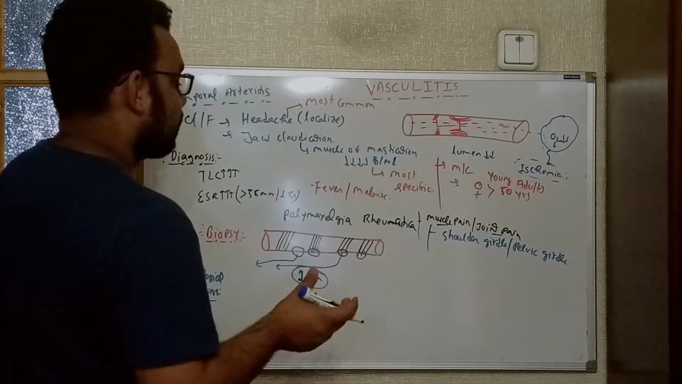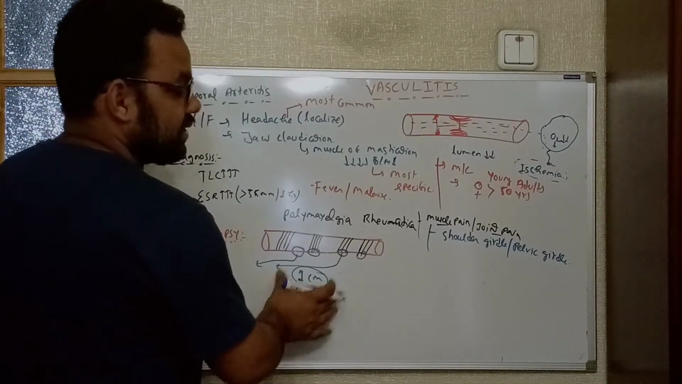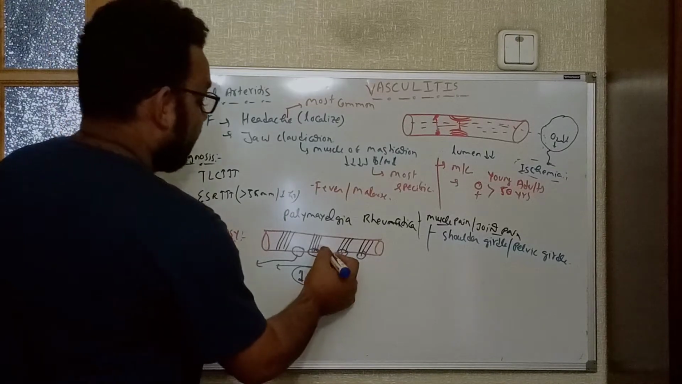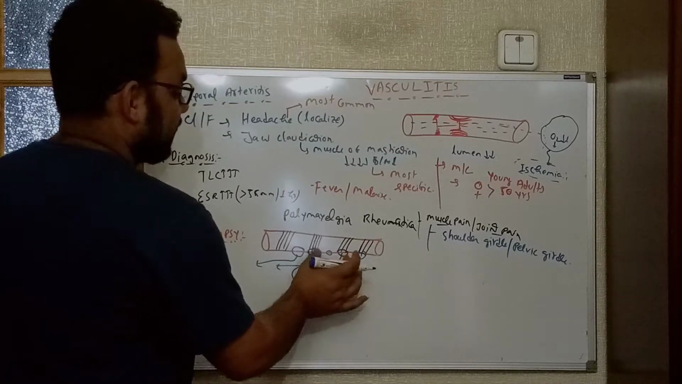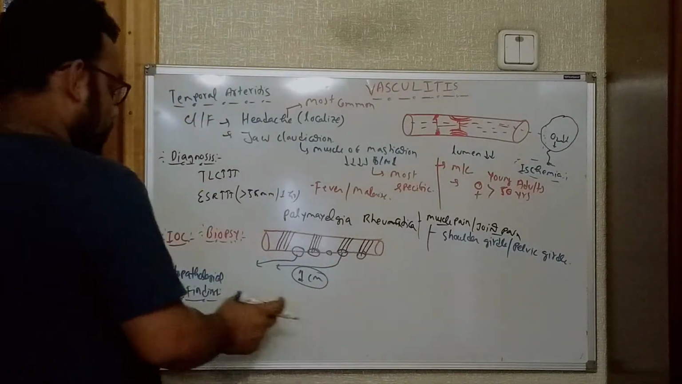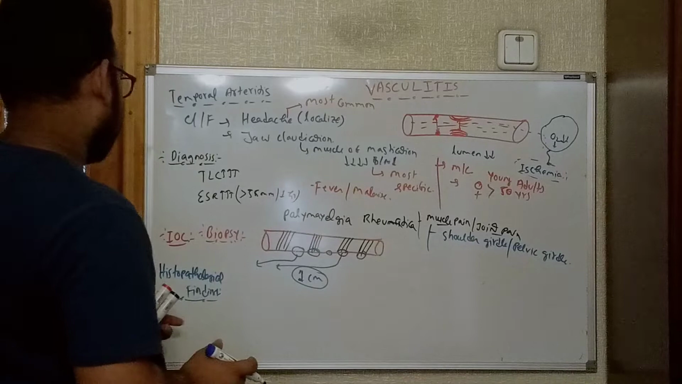So okay, it should be at least 1 centimeter over here. If it is less than 1 centimeter, we cannot take, because if we take less than 1 centimeter, maybe this part will not be there. But if we take 1 centimeter, it is large enough. Okay, so we can just do the histopathological findings. We can check over there.